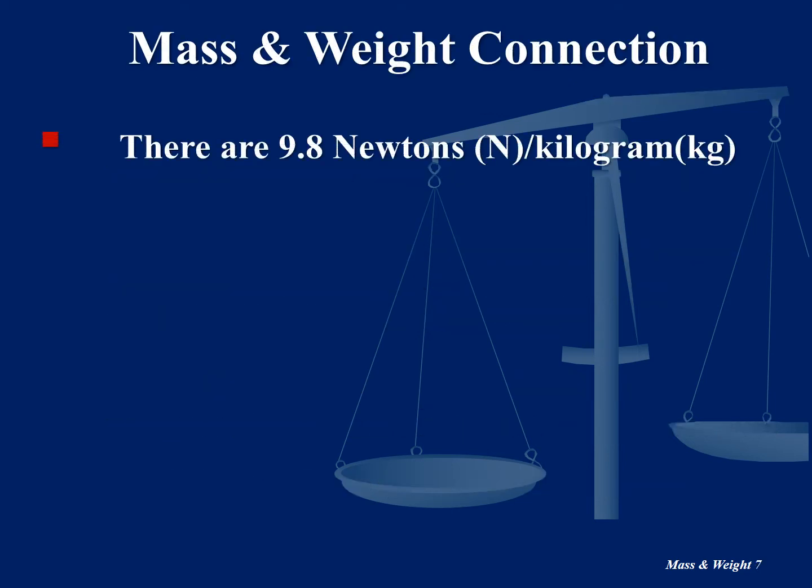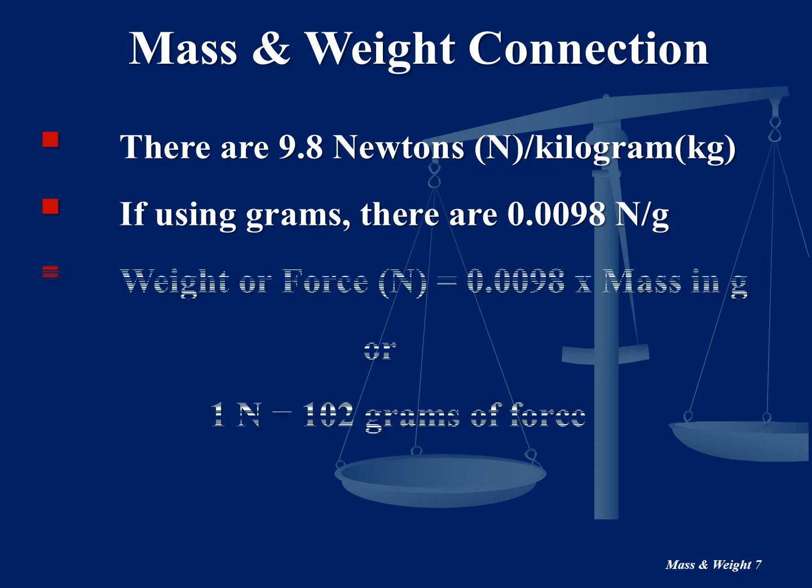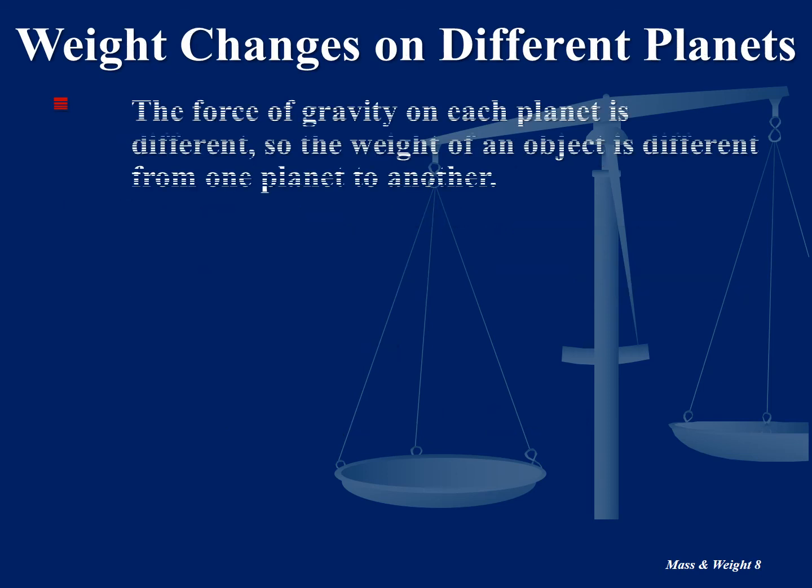Now, let us look at the mathematical connection between mass and weight. There are 9.8 newtons per kilogram. If we use grams instead of kilograms, there are 0.0098 newtons per gram. Therefore, the weight in newtons is equal to 0.0098 times the mass in grams. Put another way, we can say that 1 newton is equal to 102 grams here on Earth. Now let us look at how weight changes for the same object on different planets in our solar system.